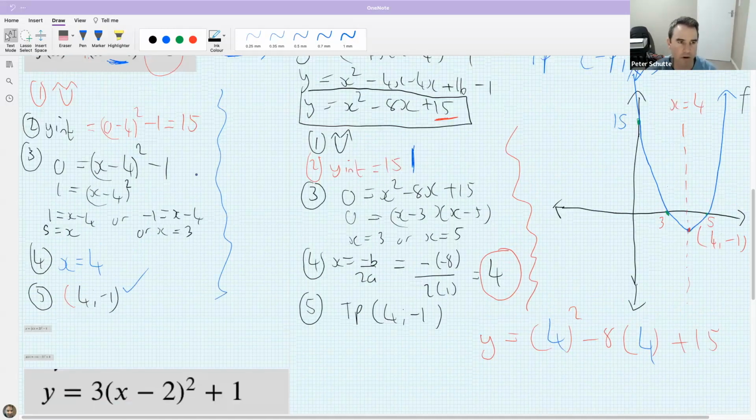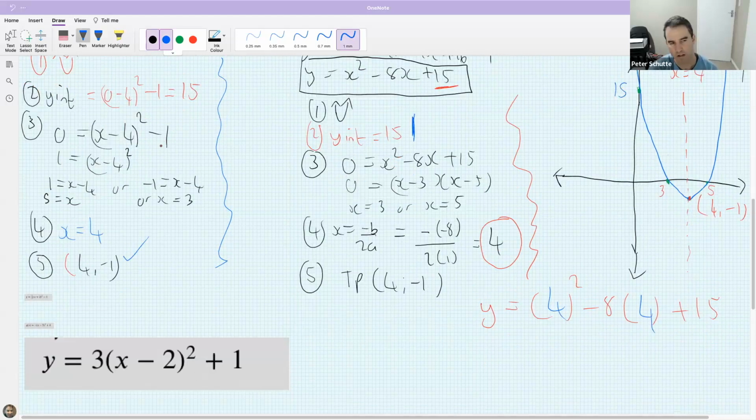If you look at my turning point form, there's this -1, which is basically the y coordinate of the turning point.